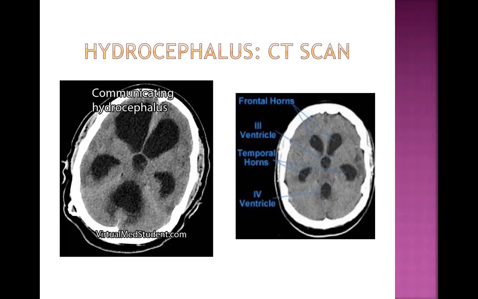Now, where is the problem here in communicating hydrocephalus? I just described to you. The problem lies in the absorption site of CSF. And where is that absorption site? Anyone can tell me? Excellent. That absorption site is the arachnoid villi and granulations, which take the CSF into the superior sagittal sinus.